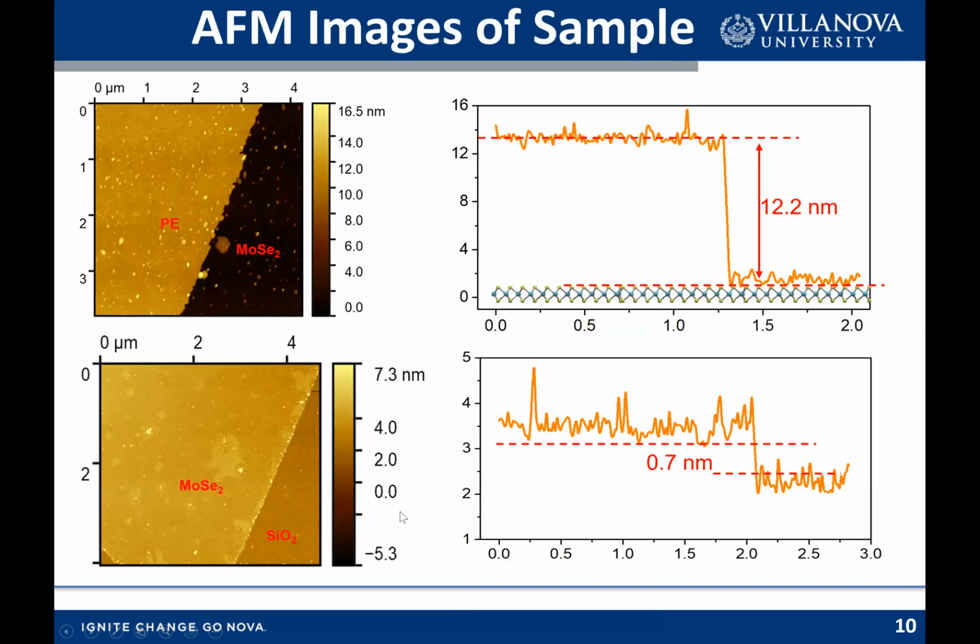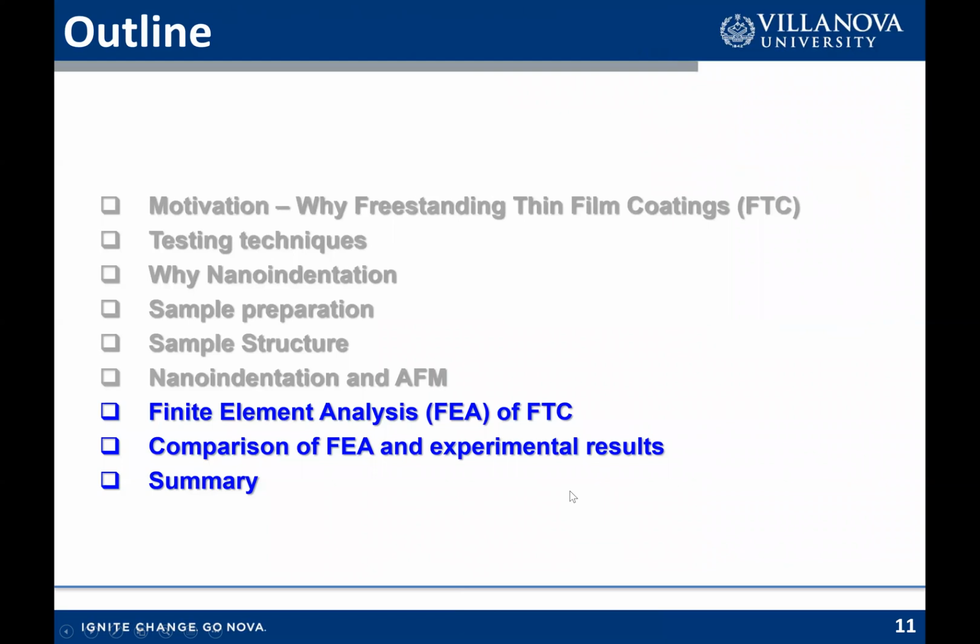Let's talk about the AFM images. From the AFM images, we measured the thickness of the layers. The layer thickness for polyethylene was measured to be around 12 nanometers, and for MoSe2 it was measured to be 0.7 nanometer. So we confirmed the thickness of these two materials using AFM.